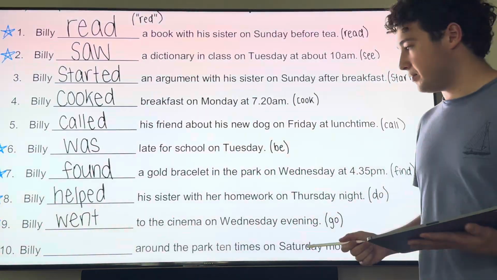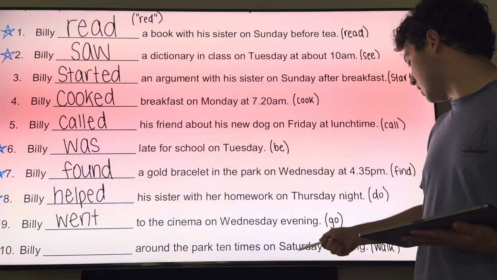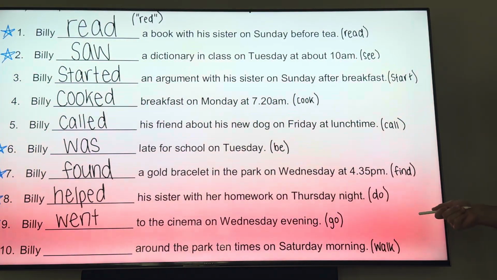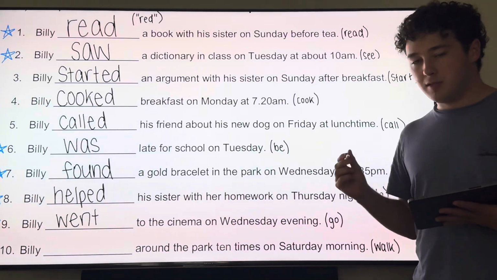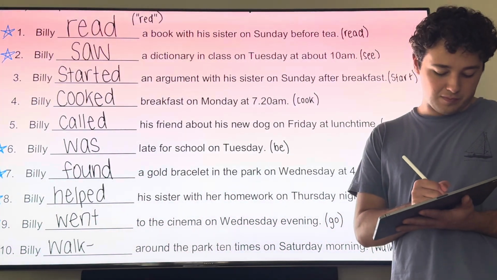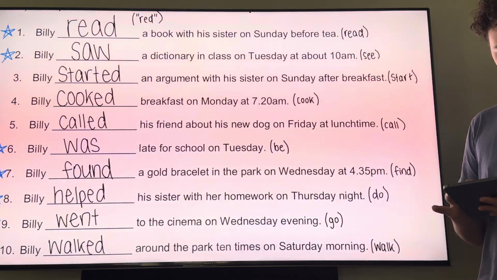How about 10? Billy blank around the park 10 times on Sunday morning. The verb they give you is walk. Walk. Billy walked around the park 10 times on Saturday morning.